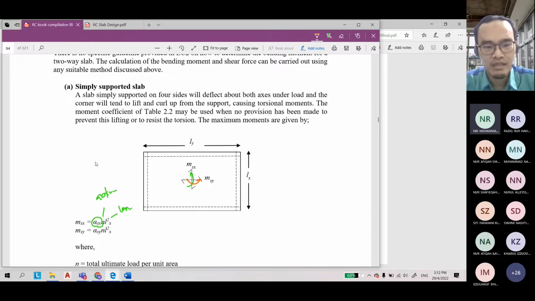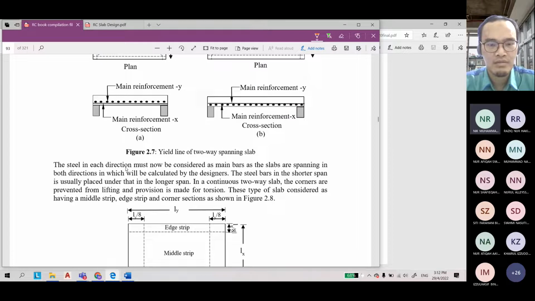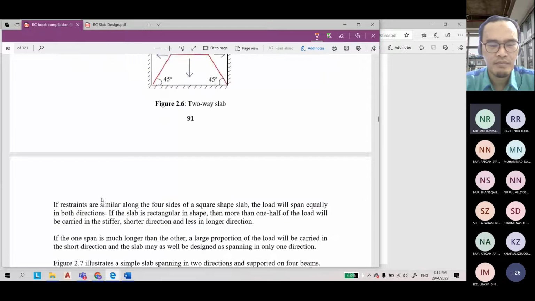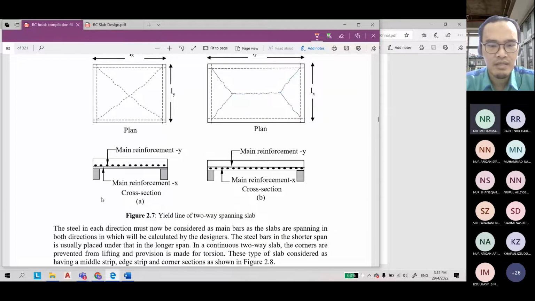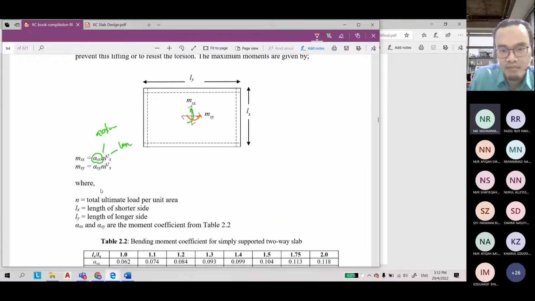But this is for the case where all four sides are unrestrained. Unrestrained means that the slab is not attached to the beam monolithically. The simplest example is the slab resting on steel beams. Let's say you have a steel beam here, this is the I beam of steel section, and this is another I beam. And then you put the slab. This is a simply supported slab.